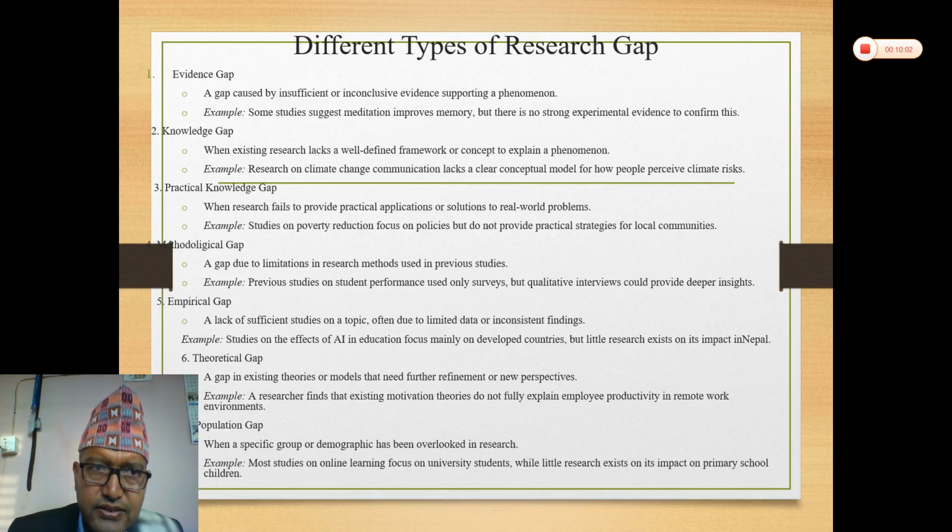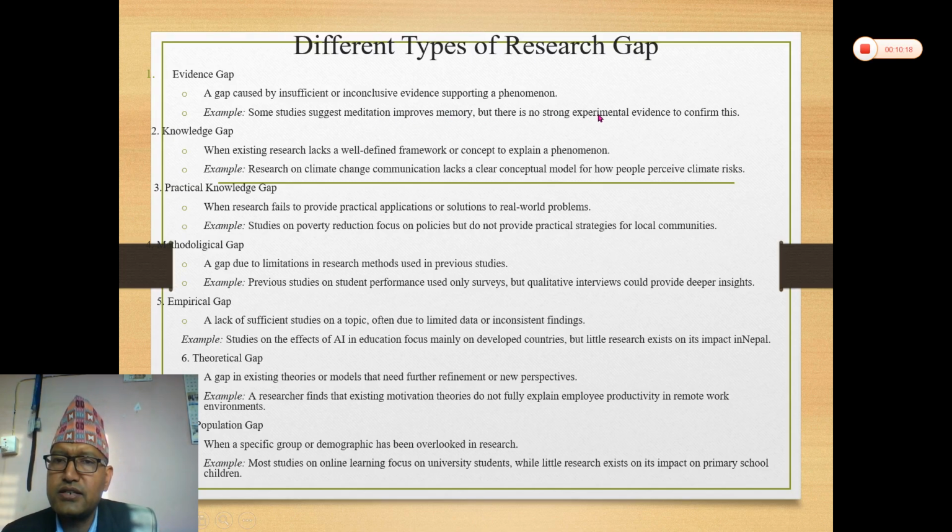Different types of research gap. There are 7 types of research gap. Evidence gap, a gap caused by insufficient or inconclusive evidence supporting a phenomenon. Example, some studies suggest meditation improves memory, but there is no strong experimental evidence to confirm this.